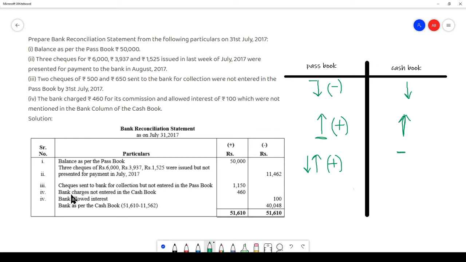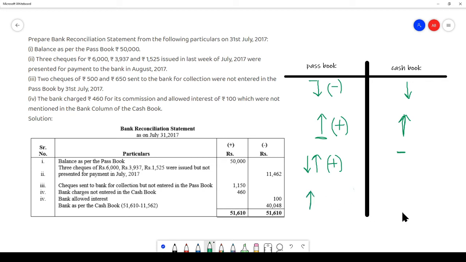Now let us look into the solution. Number 4 is divided into two parts. The first part is bank charges not entered in the cash book, and in the add column I have written 460. Now the next part of the problem says it has allowed an interest of rupees 100. Allowed interest of rupees 100 means the bank has given me an interest of rupees 100, or it has credited my account with 100 rupees. So my passbook balance has moved up by 100 rupees.